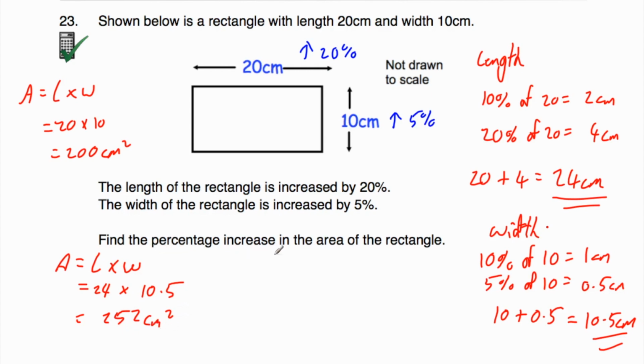And we've been asked to find the percentage increase of the area of the rectangle. So to find the percentage increase, we're then going to do the change divided by the original, and then change that into a percentage. So the change is, well, it's gone from 200 up to 252, so the change is 52. We're then going to divide that by the original area, which was 200, and then change that to a percentage. So that gives us 52 divided by 200, or 52 200ths, and as a decimal number that would be equal to 0.26. Let's change that to a percentage, that would be 26%. So the percentage increase in the area of the rectangle would be 26%.